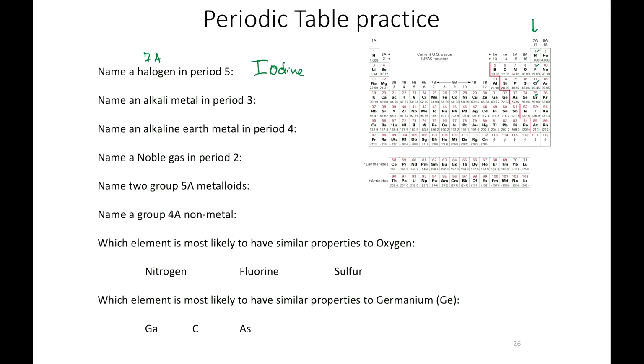Okay, name an alkali metal in period 3. What does alkali metal mean? 1A, yeah. So we're going to count off of 1A, period 3. So hydrogen's period 1, 2, 3. So this is sodium, Na, sodium.